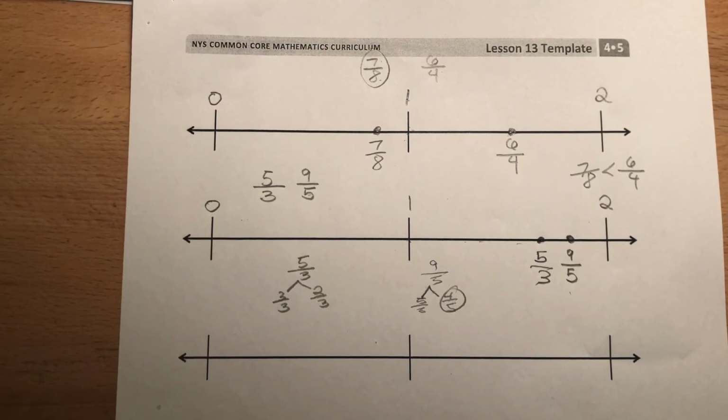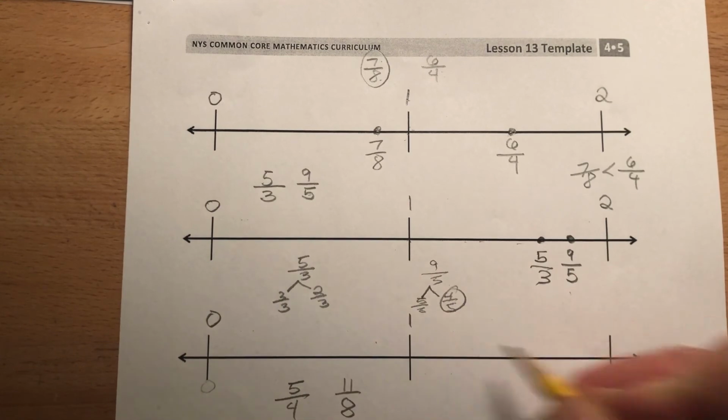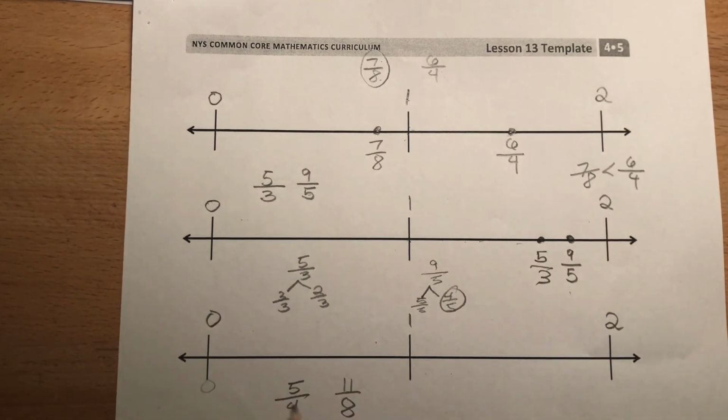All right. Let's try one more. Let me find a number here. Let's plot the numbers. Let's go for 5/4 and 11/8. Should we do that? So let's try 5/4 and 11/8. Okay. So again, I'm going to say here's 0. I'm going to put the 0 on top. I like putting the whole numbers on top. 0, 1, and 2.